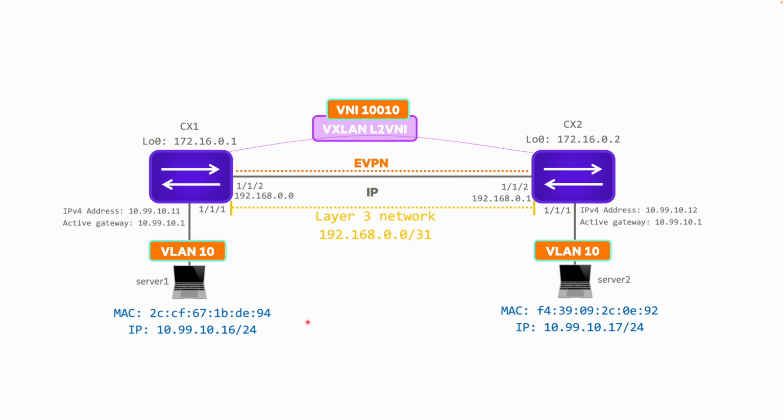Here it is. So what we have is two servers, both in the same subnet, both in VLAN 10. Server 1 here and server 2 over here. As you can see, the subnet is 10.99.10.0/24. We've got .16 here and .17 over here. Now that VLAN is mapped to a VXLAN VNI of 10,010 so that we can traverse this layer 3 network to extend that VLAN 10 broadcast domain between clients.